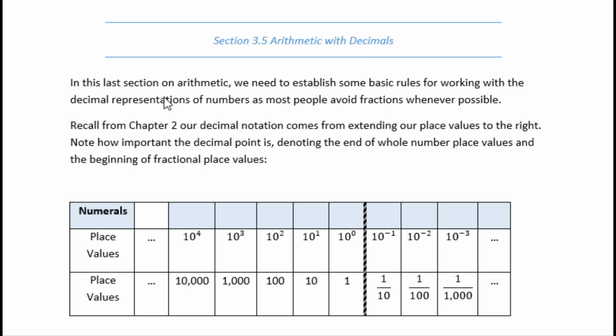Well, welcome to section 3.5. It's our last section on arithmetic, and we're going to be working with decimals and the decimal representation of numbers. Most people want to avoid fractions anyhow, so maybe going with decimals is a good thing here.